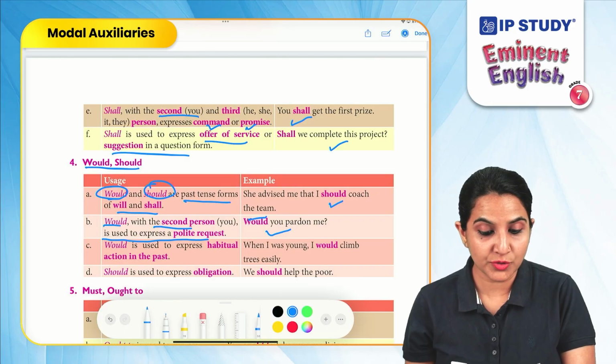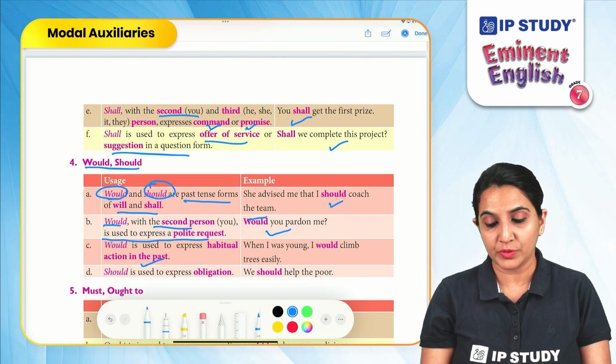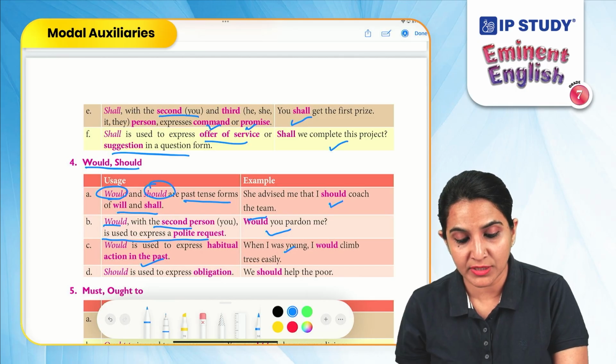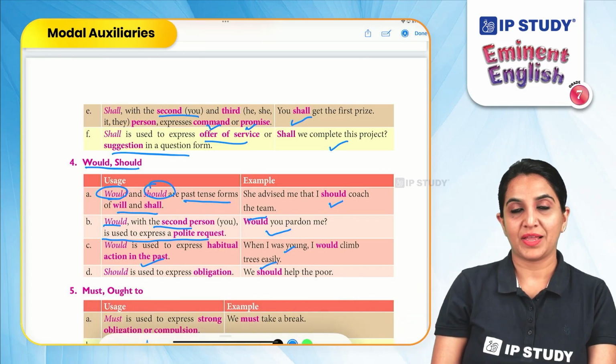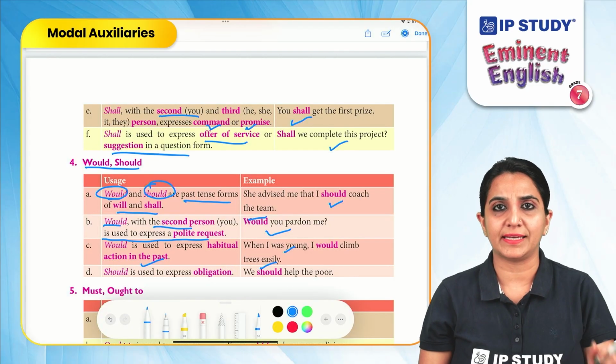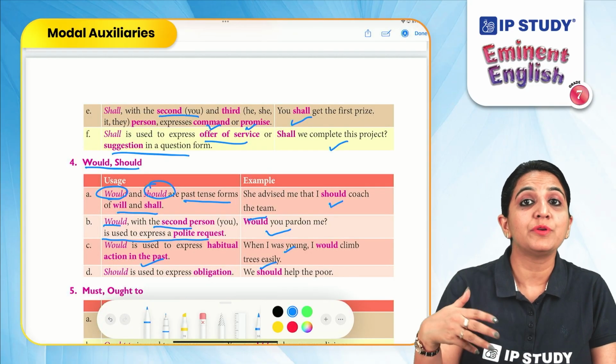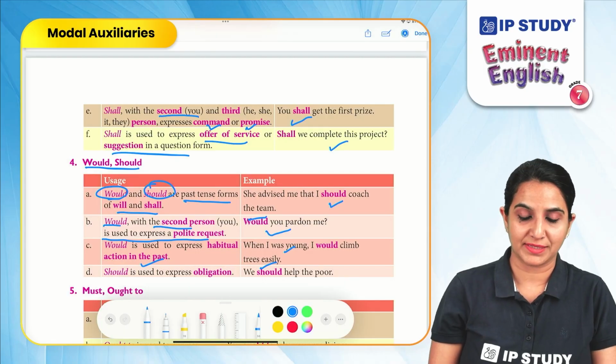Would is also used to express habitual action in the past. For example, when I was young, I would climb trees easily. When I was young, I could run for 12 kilometers easily. So, would is also used to express the habitual action in the past.